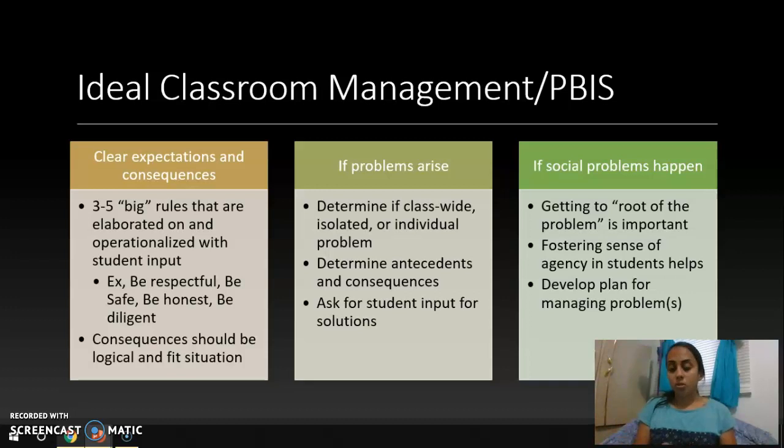We can always choose how we respond to the problems that we face, and then helping students develop a plan for managing that problem. Because without a plan, the problem will probably get bigger and more serious.